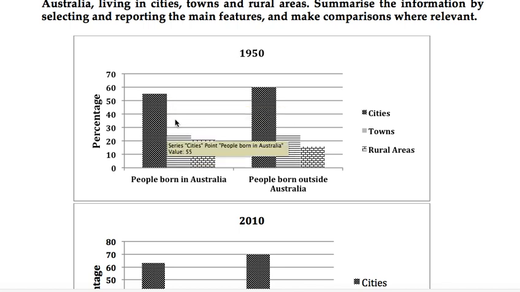Now when you are comparing just in one year two things, you cannot use the word decreased. You will say the percentage of people born in Australia living in towns was less than the percentage of native Australians living in cities.